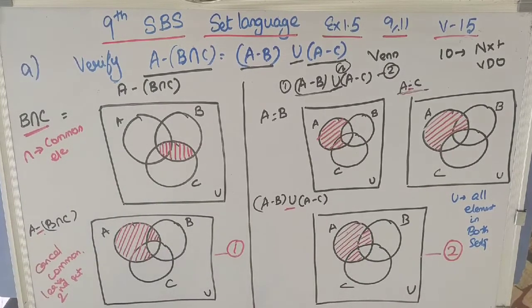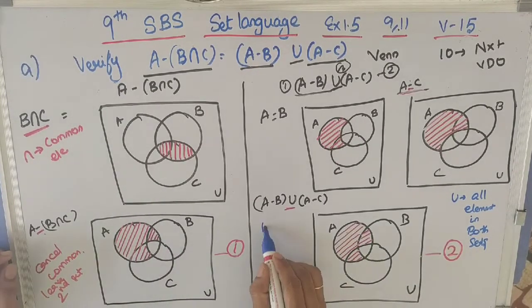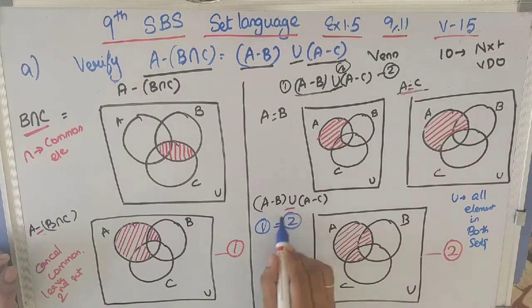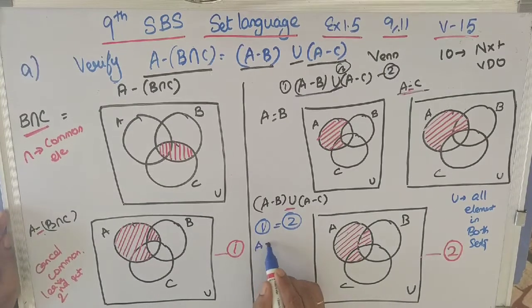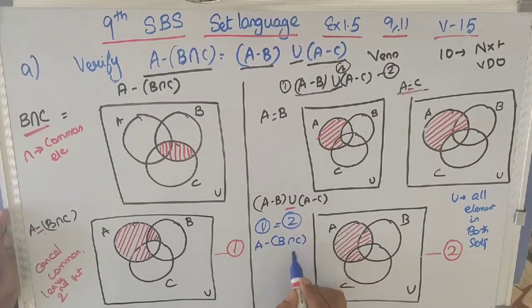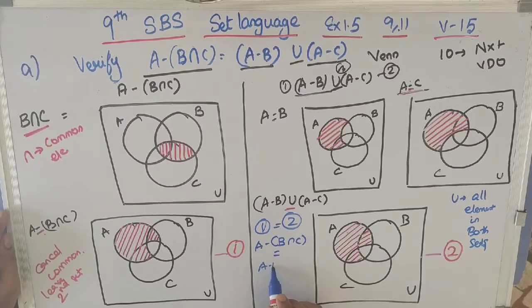Now we have to compare 1 and 2. 1 is exactly equal to 2. Therefore, A difference B intersection C is equal to A difference B union A difference C.